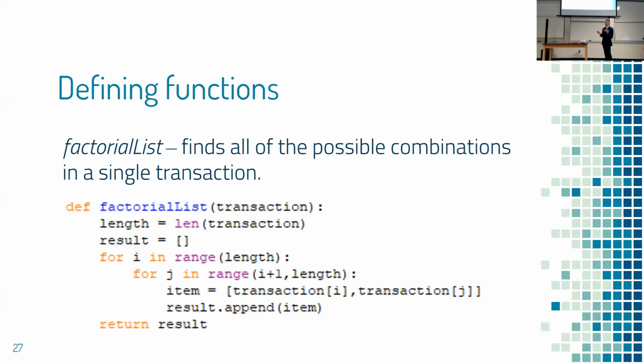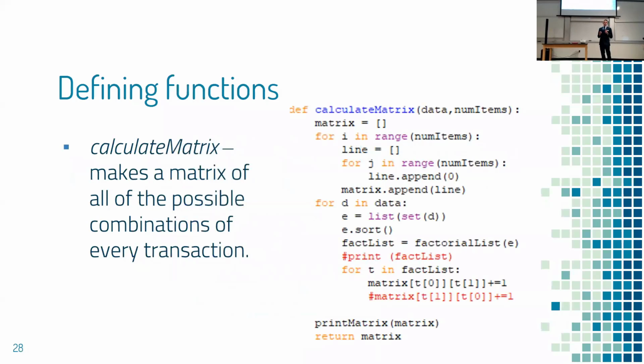The next function that I made was called factorial list, and it finds all of the possible combinations within each transaction. For example, it would be given a transaction 1, 3, and 4. So if I bought milk, lettuce, and cookies, you could associate milk and lettuce, milk and cookies, or lettuce and cookies. That's what this function does with all of the different items within the transaction. And then this function, calculate matrix, takes the results from factorial list and runs it on every single transaction within the database, and then makes a matrix or a chart showing which combinations were found and how many times they were found.